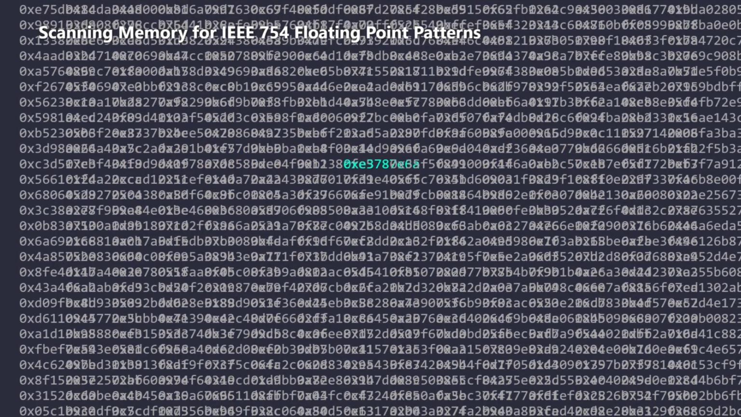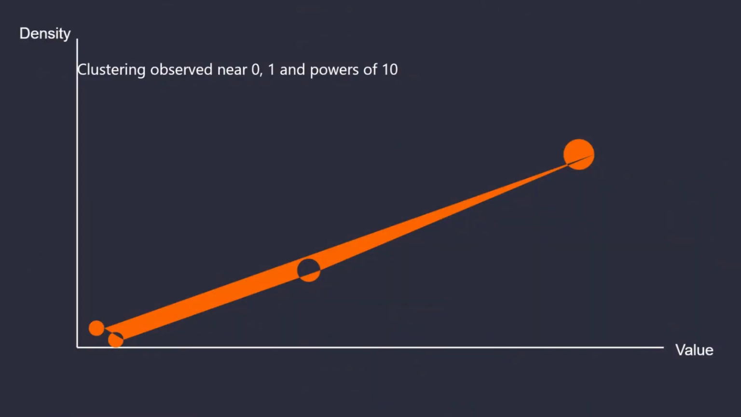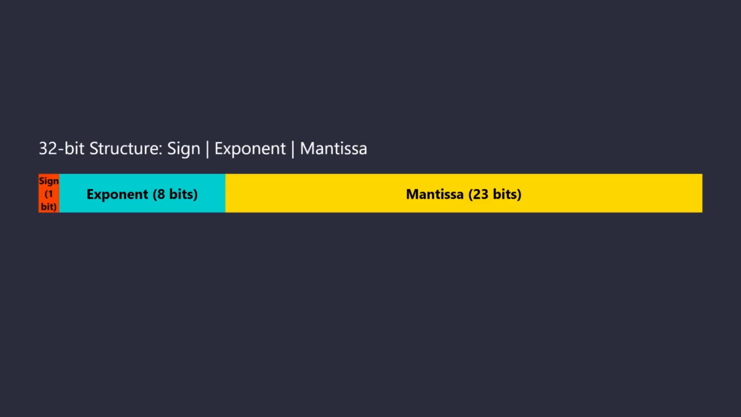Scan for the characteristic hex sequences of single precision floating point numbers. Coordinates often cluster between 0 and 1, or large powers of 10, revealing 32-bit structures with predictable sign bits and exponents. This pattern recognition is the fastest way to find the bulk of the geometric data.